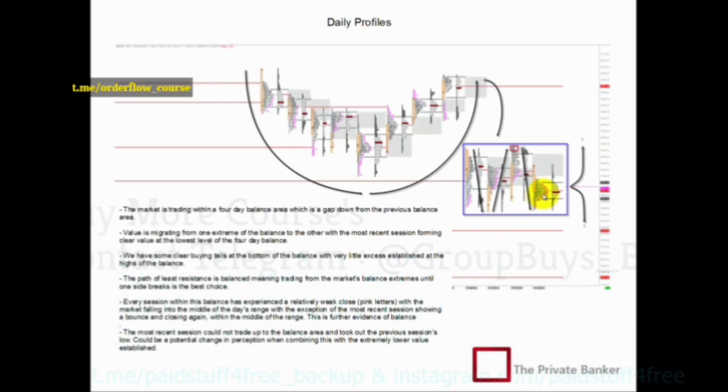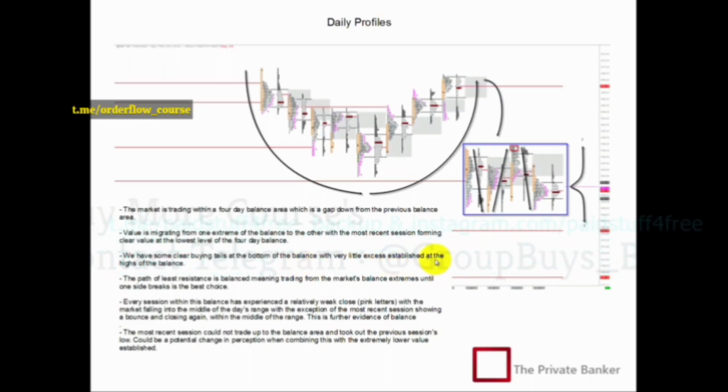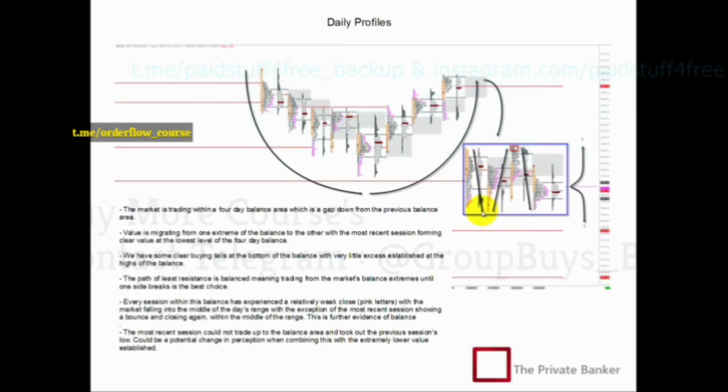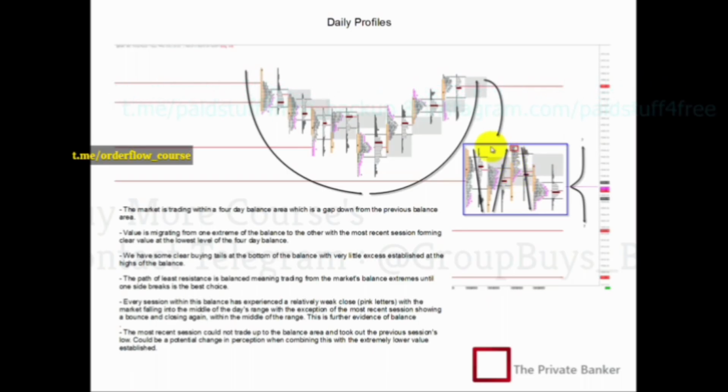We have some clear buying tails at the bottom of the balance with very little excess established at the highs of the balance. So what is that telling us? It's saying that, okay, yeah, the market gapped down, but we're balancing now, but every time we test the lower end of these extremes, of this extreme, we see buyer reaction there. And then when we trade to the high end, there's just no follow through quite yet.